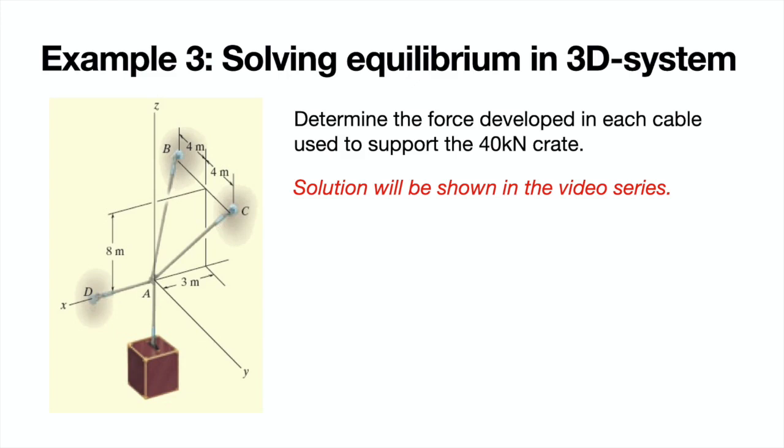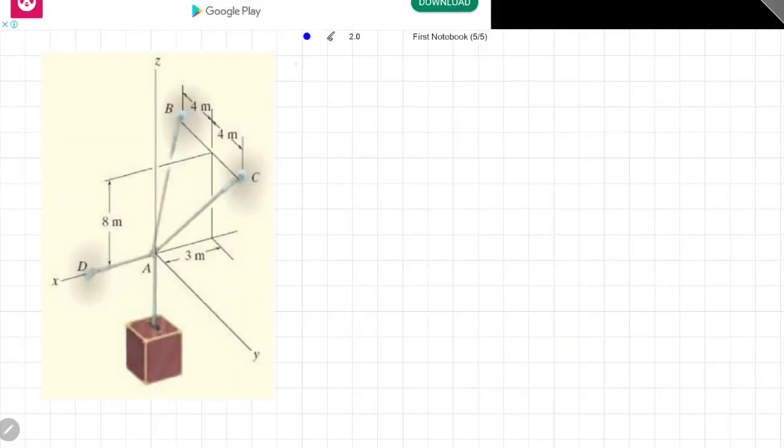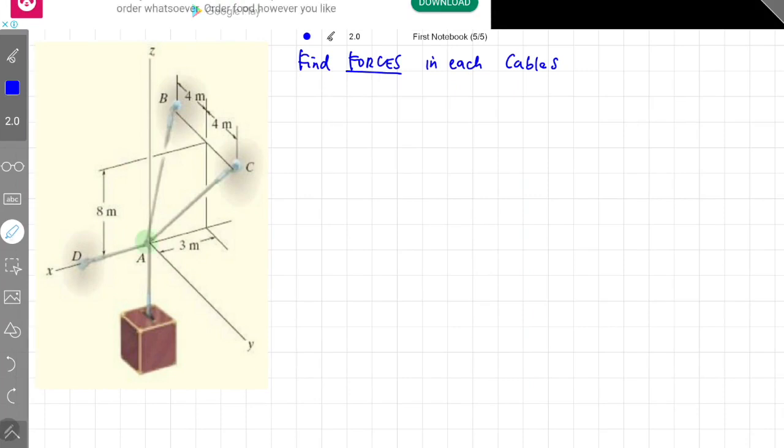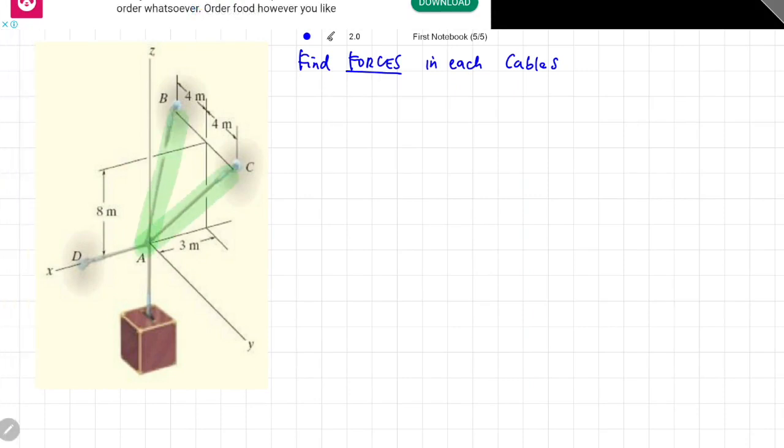So in this example, given a 3D system and you need to find what is the force developed in each of the cable to support the 40 kilonewton crate. So there's a load over there with the weight of 40 kilonewton. So you have to find what is the force for each cable. Nah, kita check dulu ada berapa cable in this 3D system. So there's one cable connecting from point A to point B, and then there's the second cable connecting point A and point C, the third cable connecting with the crate, and the fourth cable connecting with point D.